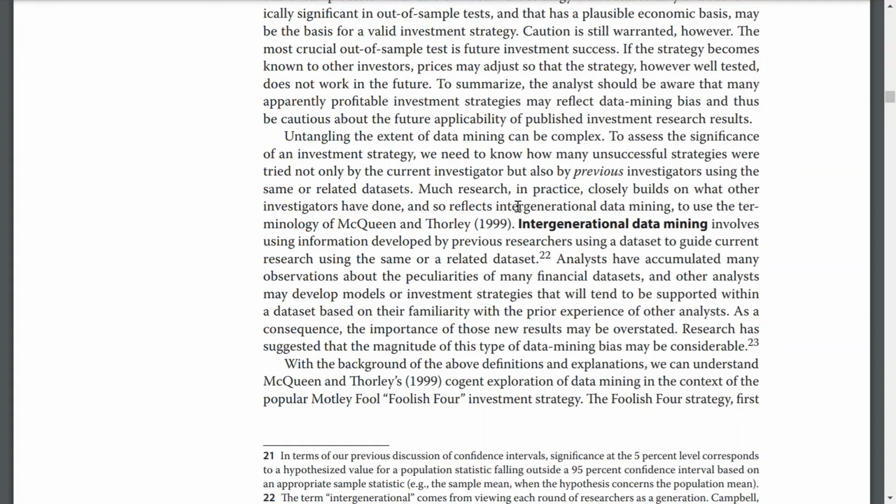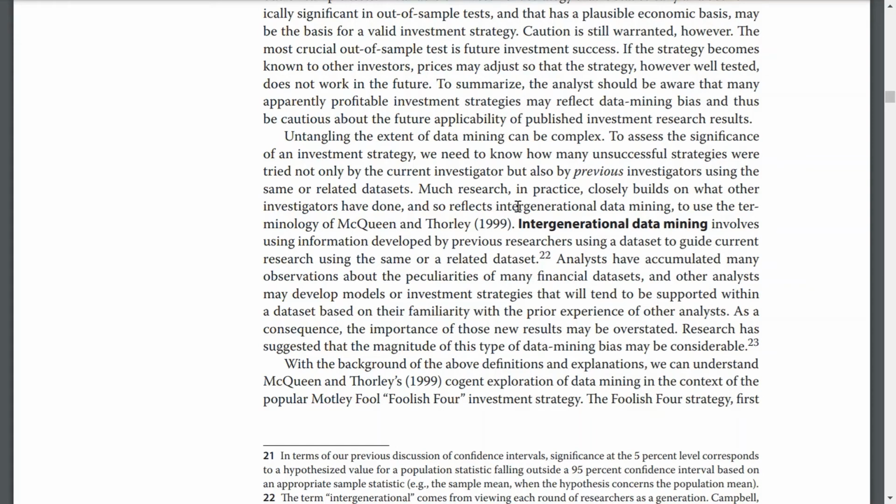To use the terminology of McQueen and Thorley, intergenerational data mining involves using information developed by previous researchers, using a data set to guide current researchers using the same or related data set.